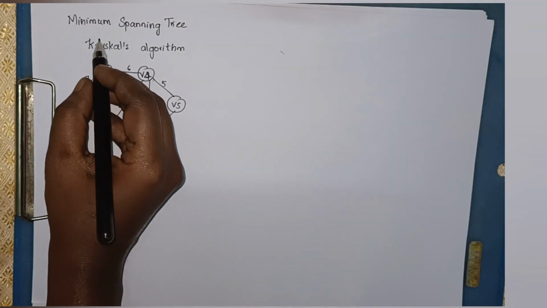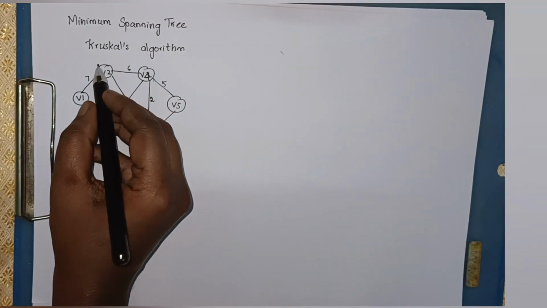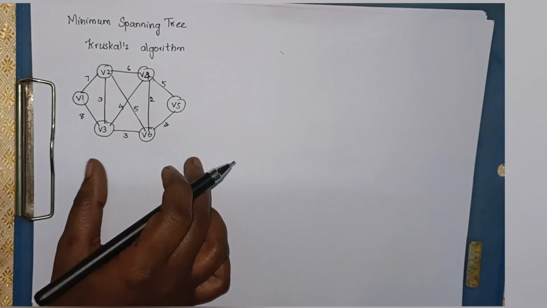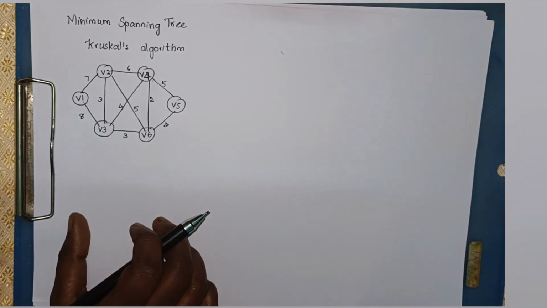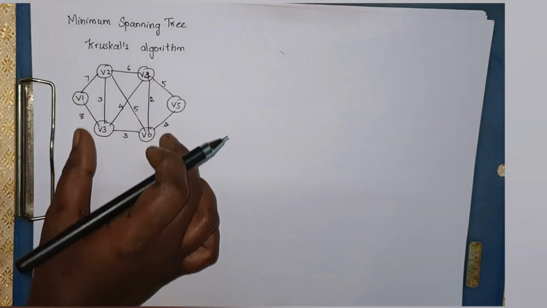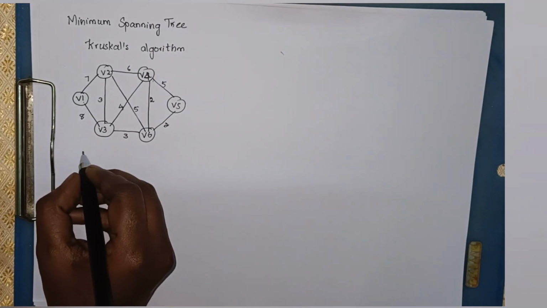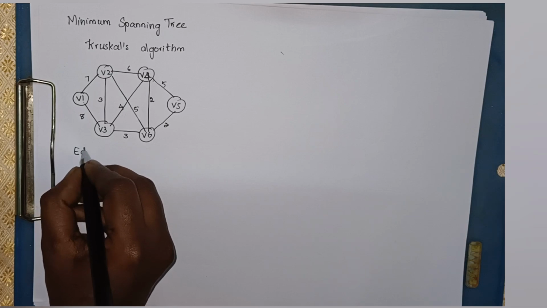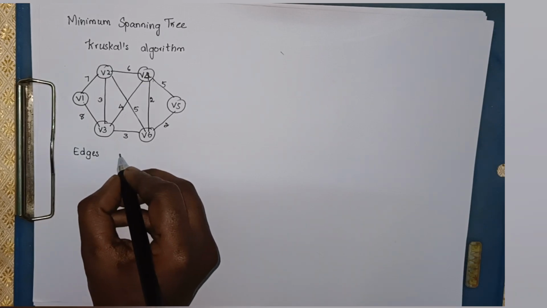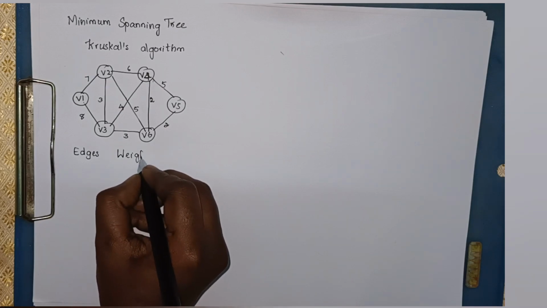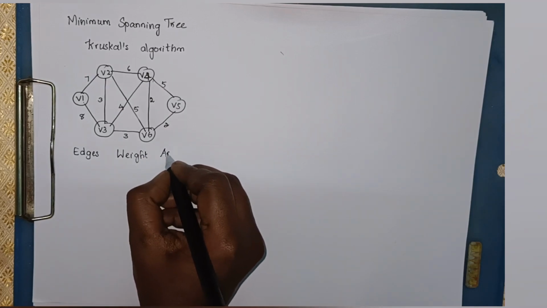Now we are going to find the minimum spanning tree using Kruskal's algorithm. So this is the graph. First we have to sort the edges in the ascending order of the weight. So there should be 3 columns here. One is edges, second one is weightage, third one is accept or reject.